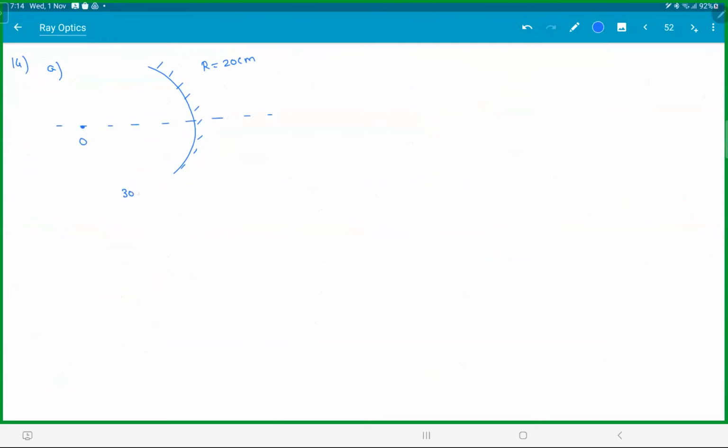Object is here. This is 30 centimeters. Find the position of the image. Just formula substitution. Find the position of the image. Sign convention. First you get U, V, R and dump it in the formula and get the answer.